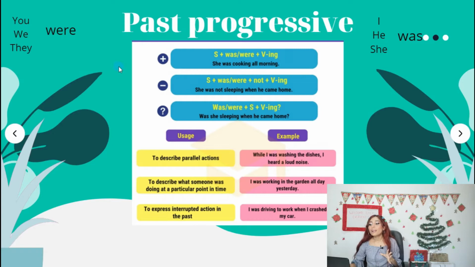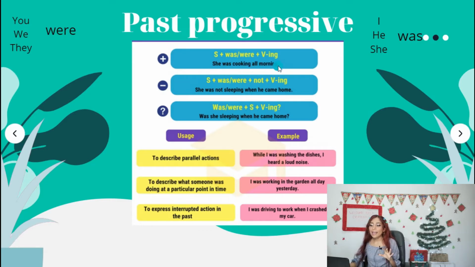Okay? So next to the verb to be, we are going to write the main verb, for example, walk, eat, dream, sleep, talk, write, type, call, etc., in ing. That is the gerund. Walking, dancing, raining, talking, calling, typing, writing. Okay? So the example says, she was cooking all morning.